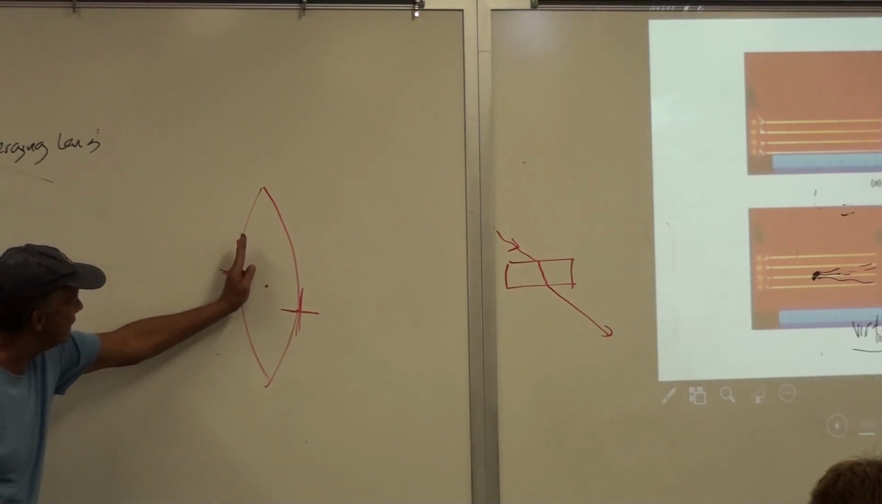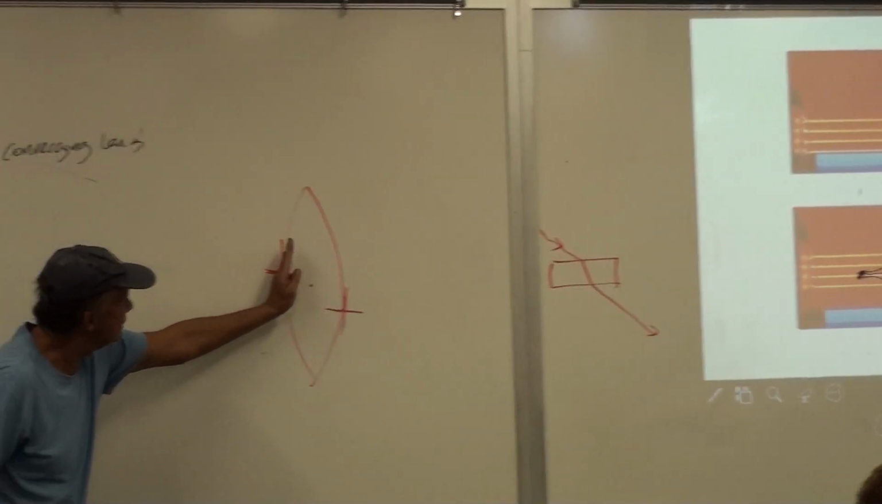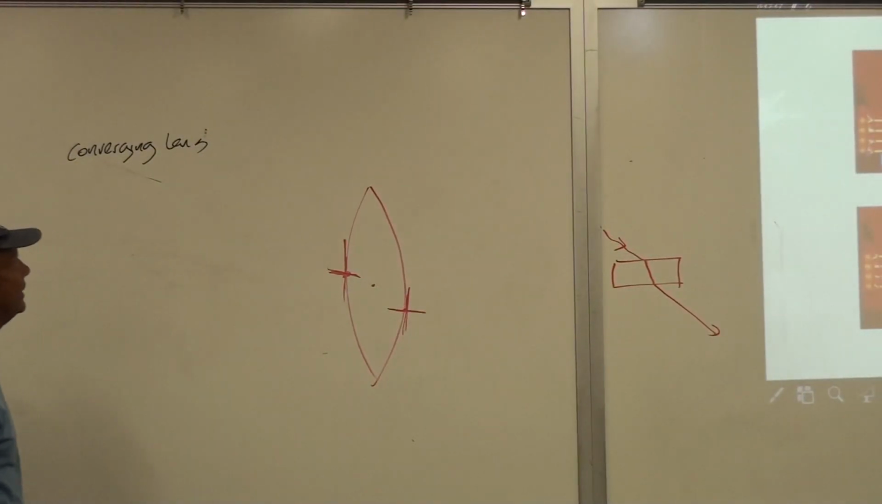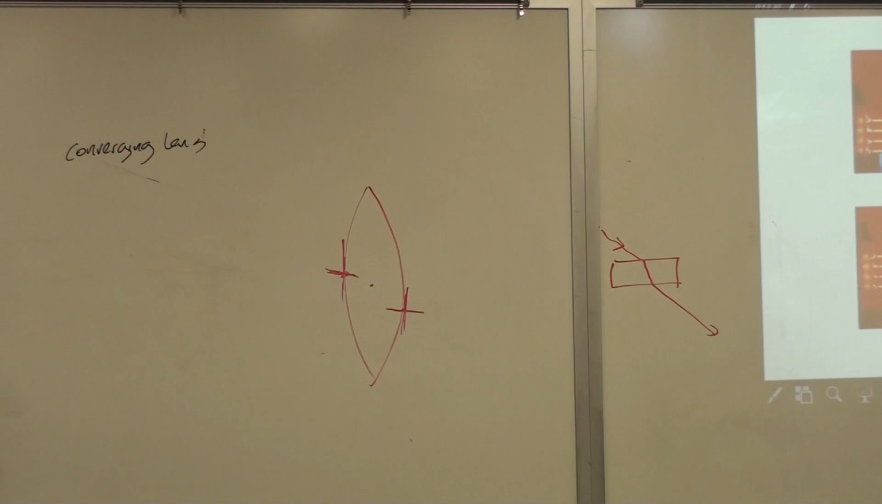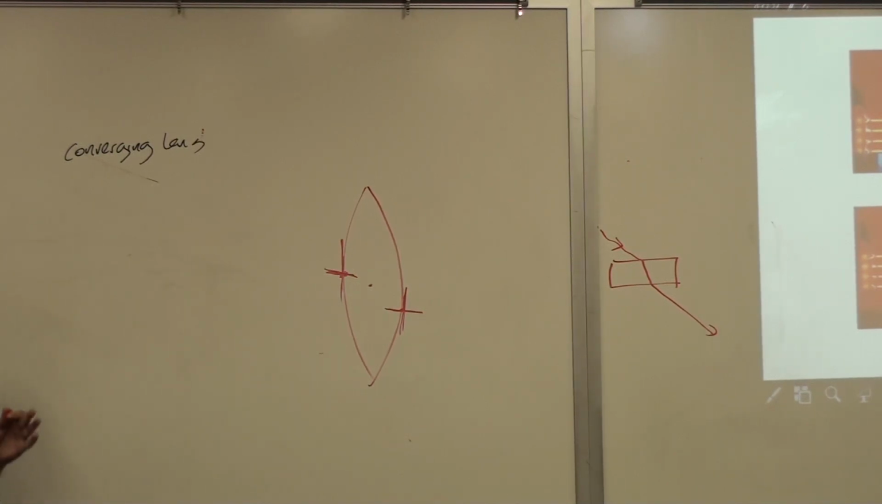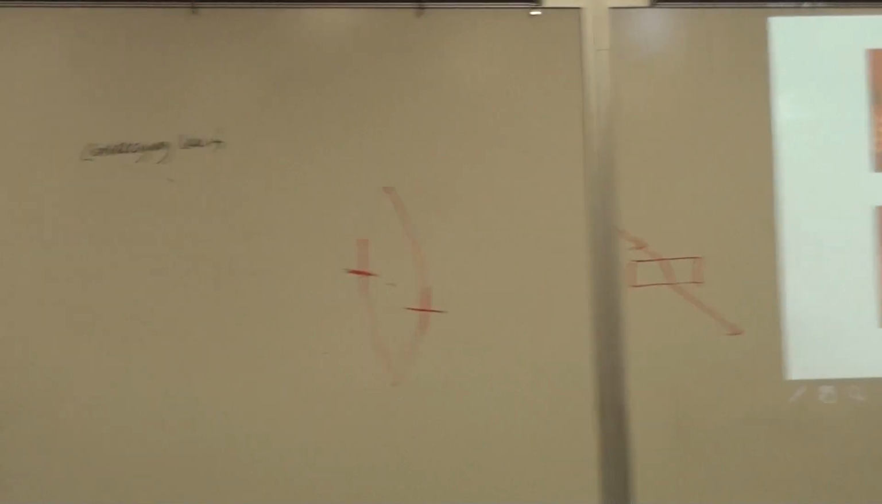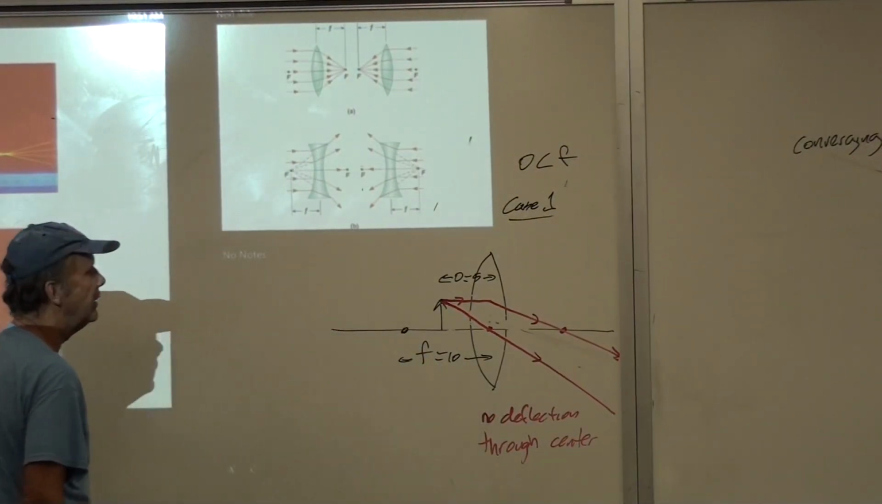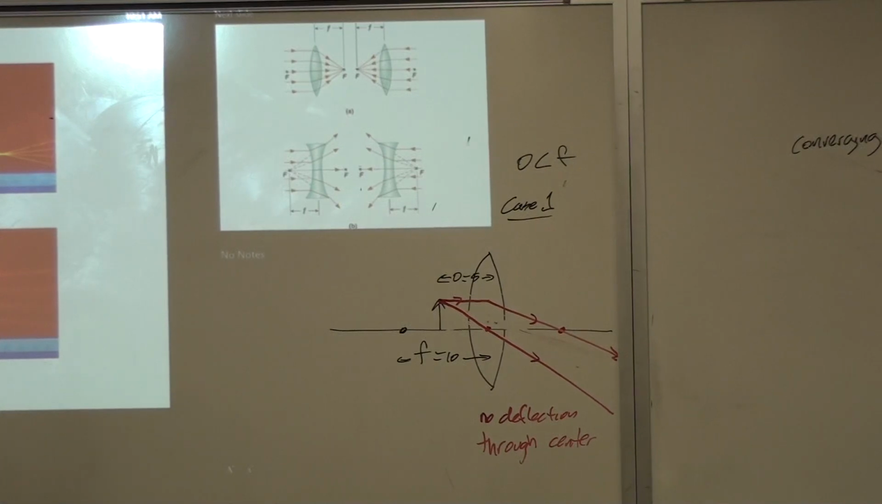For points that go through the center, the tangents to these two surfaces at the point of entry and exit are parallel, and so it works exactly the same way as a refractor that has parallel sides. And so that's the reason why this one works. We know why this one works, because that's our definition, that parallel rays always go through the focal point.